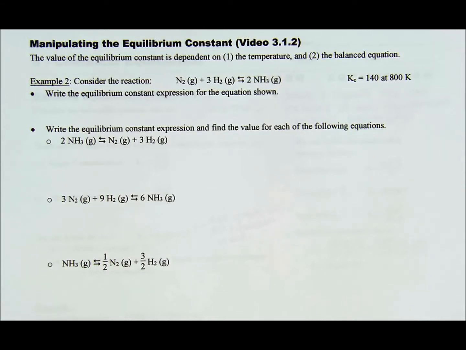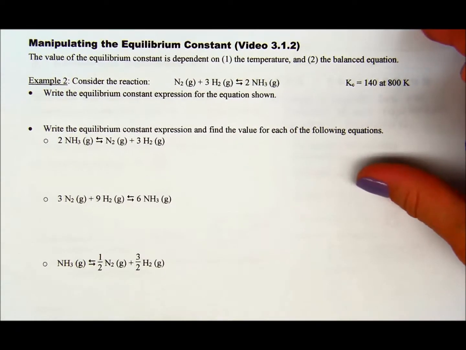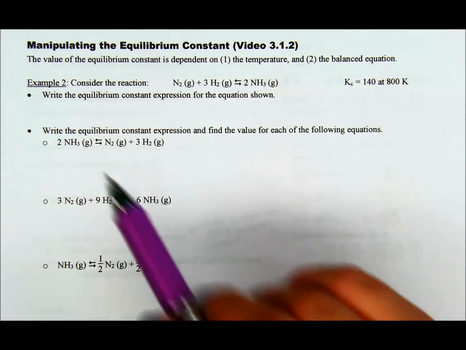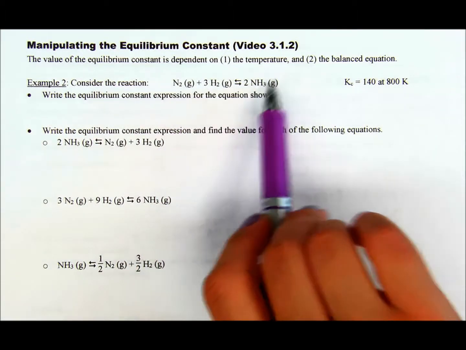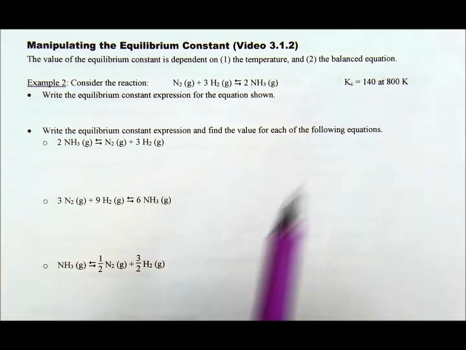Okay, continuing our study of the equilibrium constant in video 3.1.2, I want to show you a neat trick here. The value of the equilibrium constant is dependent on one, the temperature, and two, the balanced equation. So we're going to learn a cool trick through this example. We're going to consider this reaction in which we're given the K. So we're given Kc already. It's 140 at 800 Kelvin.